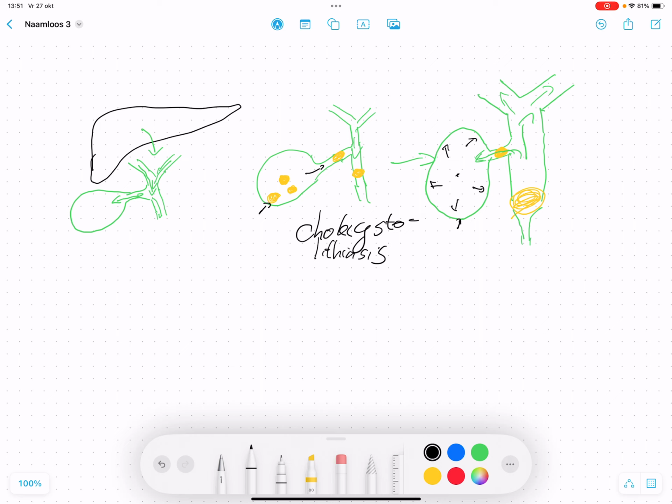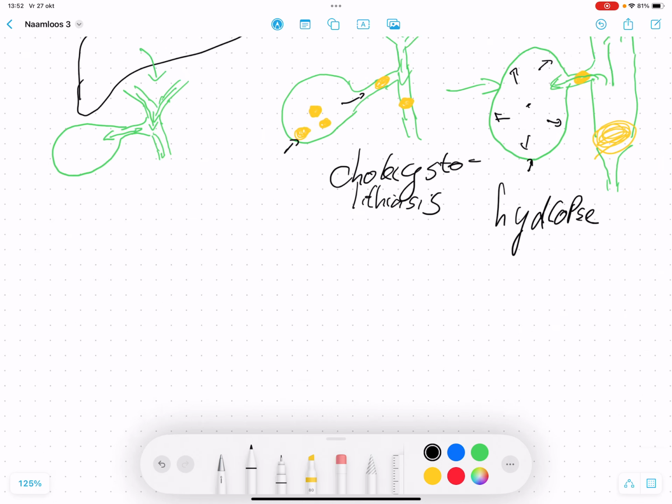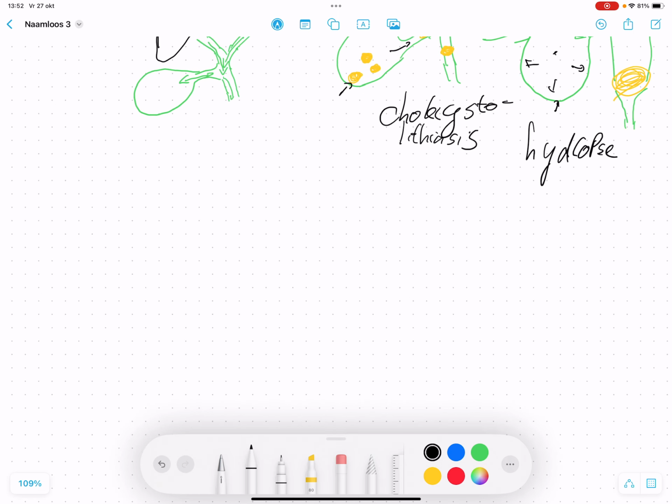All right. So we have an obstructing stone. The biliary ducts are increasing in caliber. The gallbladder is increasing in caliber, and this is called hydrops. Hydrops. Ultrasonographically, what you'll see is a highly dilated gallbladder, and you cannot compress it. So when you hold your ultrasound probe against the gallbladder, you cannot compress it. You can't flatten it because the pressure is so high.